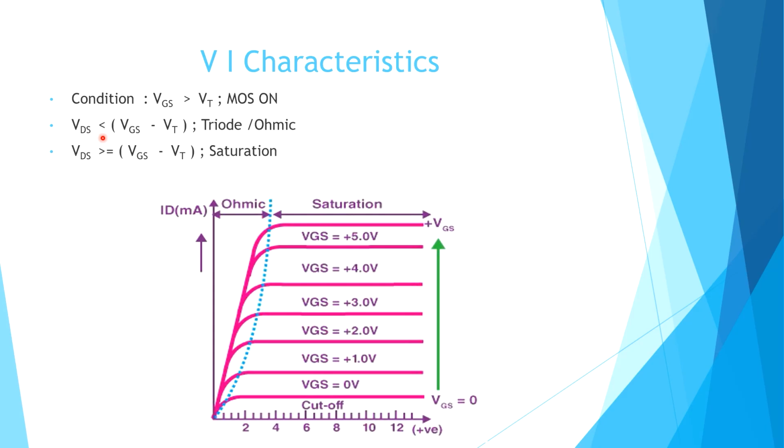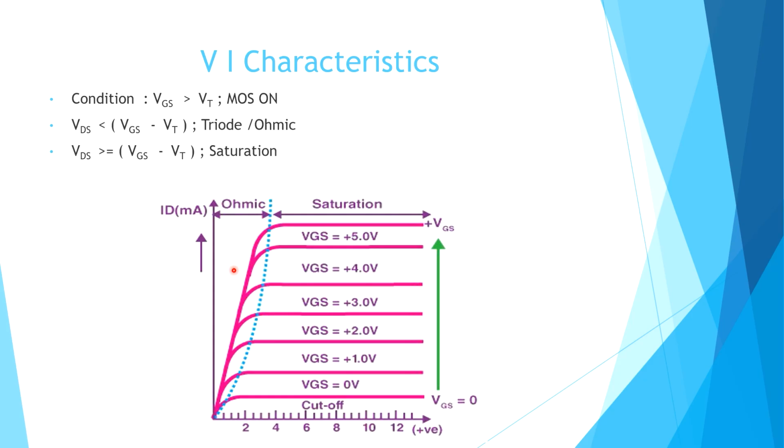When VDS is less than VGS minus VT, this is an important equation to discriminate the triode and saturation regions. VGS minus VT is often called the overdrive voltage. So when VDS is less than the overdrive voltage, it remains in the ohmic region.